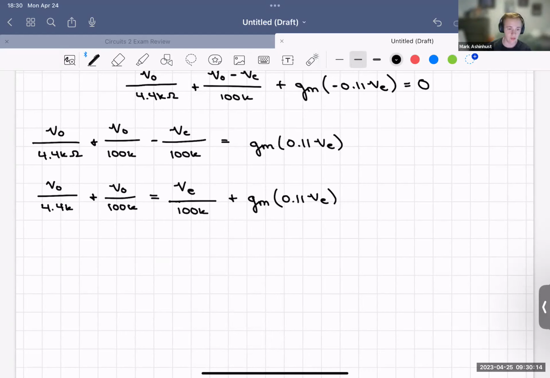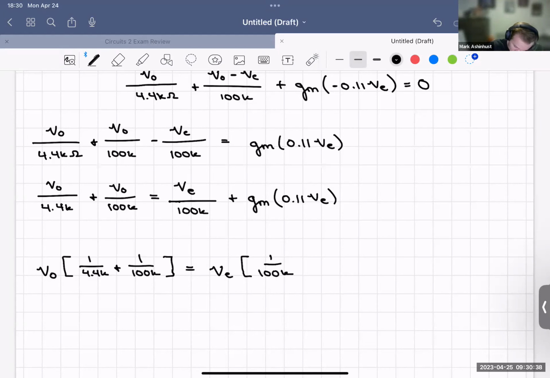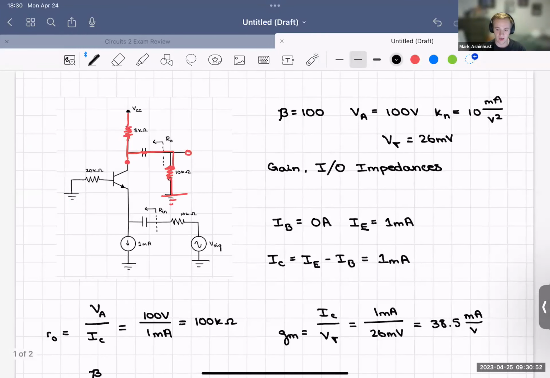This is now getting to an easier part of algebra. This part shouldn't take too long. I'll pull out a V out on this side. So we'll have 1 over 4.4K plus 1 over 100K. That is a constant. That's going to give us a constant value. And then we could do the same on this side. We could pull out a VE, which is 1 over 100K plus GM times 0.11, which, remember, GM is 38.5 milliamps per volt, as we had here.